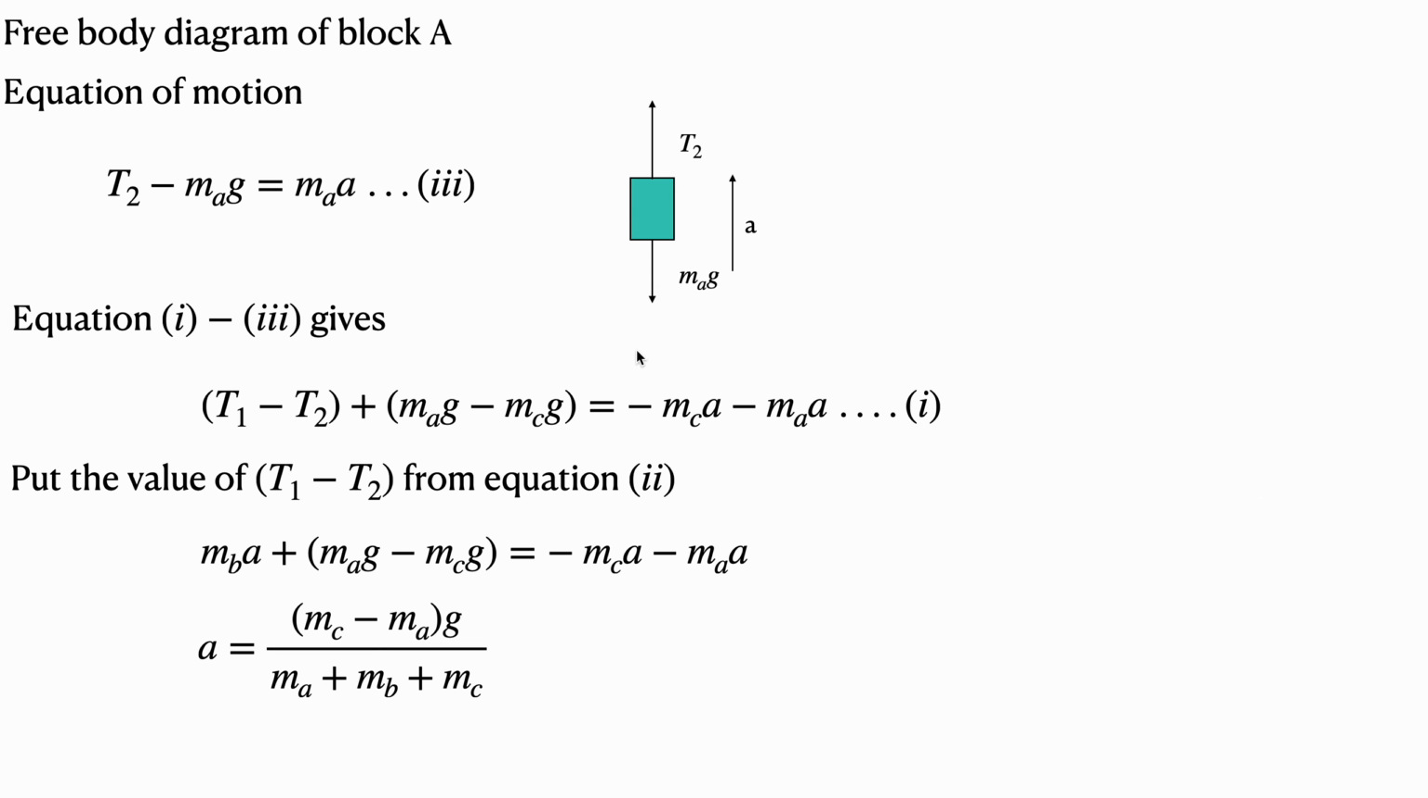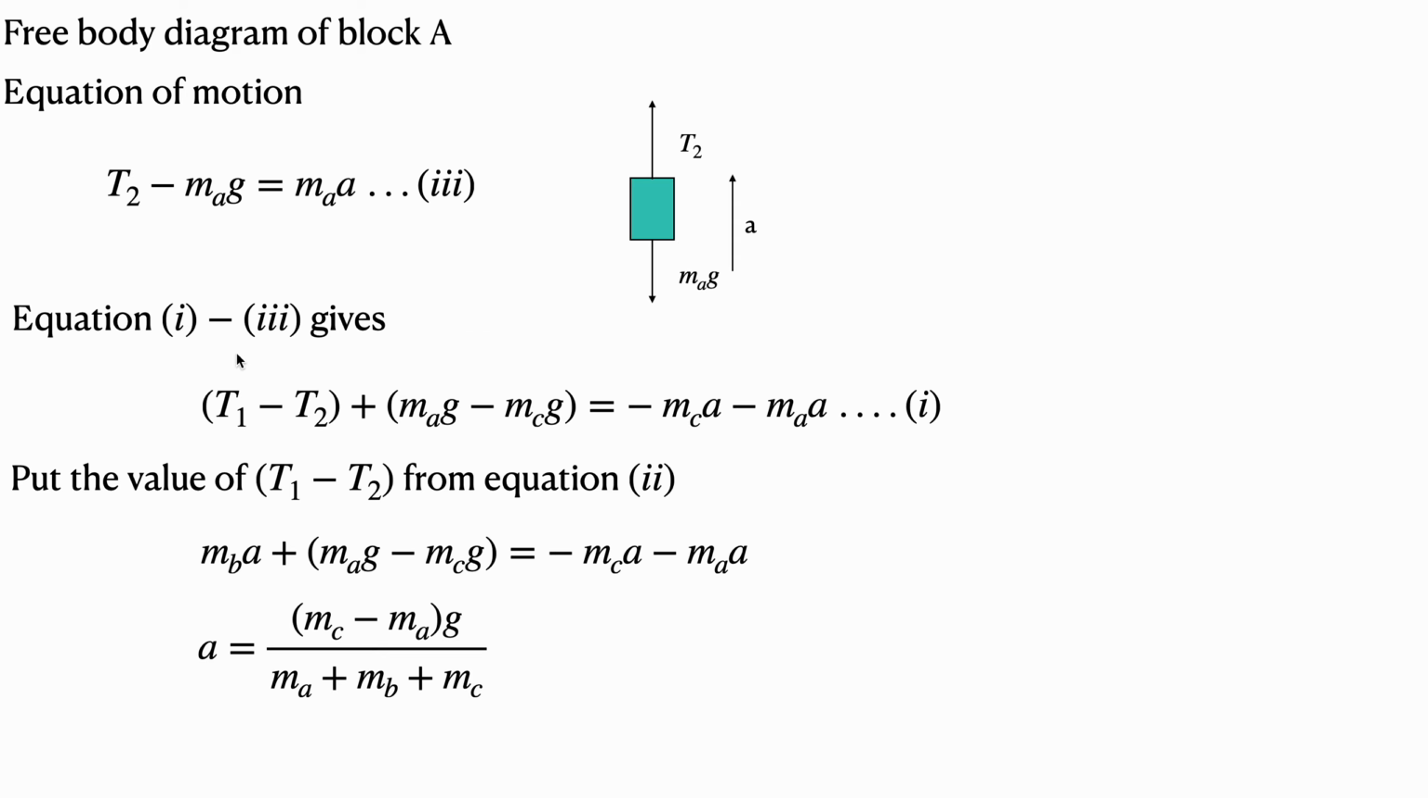And let's draw the free body diagram of block A. The forces will be MAg, the gravitational force in downward direction, and T2, the tension force in upward direction. The acceleration will be in upward direction with the same magnitude a. The equation of motion will be T2 minus MAg equals MAa. Let's call this equation 3.